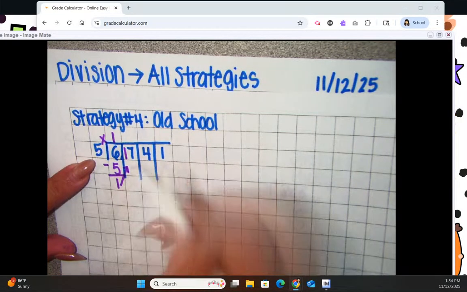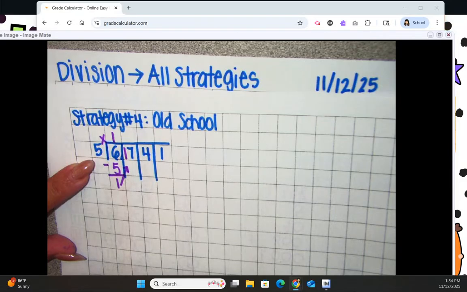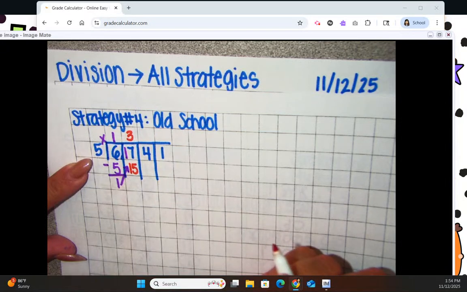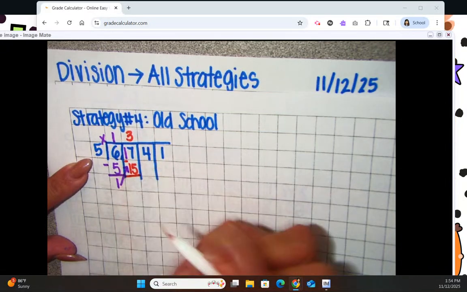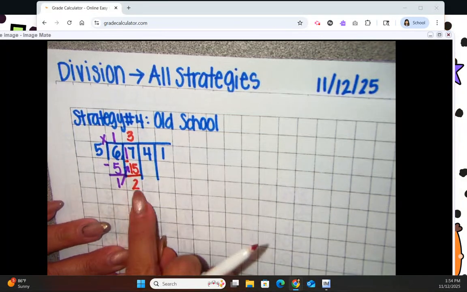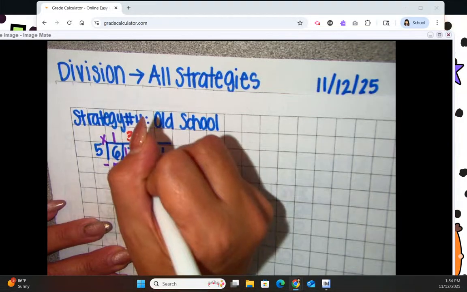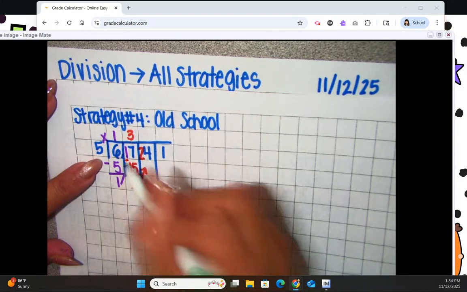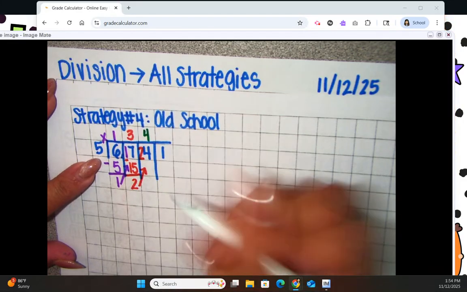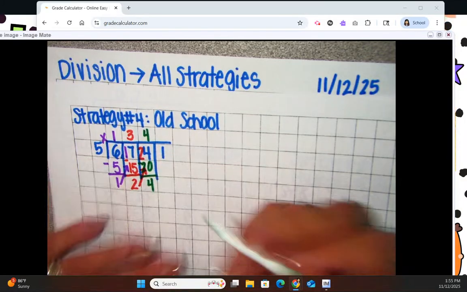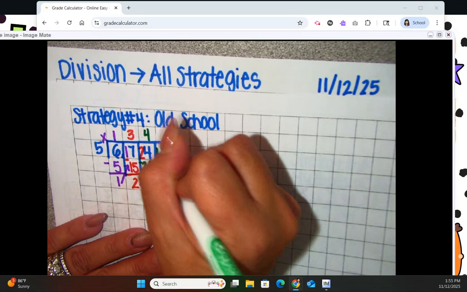If I have 17 sticks, how many groups of 5 can I build? 3 on the top, and that means I'm going to use up 15 sticks. Subtract, that's going to leave me with 2 sticks. So now instead of 2 100s, I have 20 tens. If I have 24, how many groups of 5 can I build? 4, and I'm going to use 20 sticks, which leaves me with 4 sticks that I'm going to regroup.